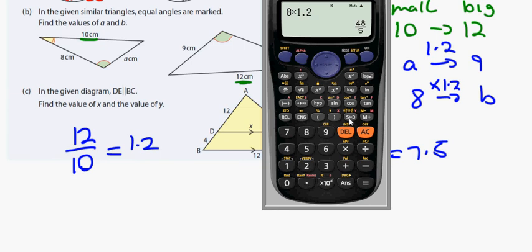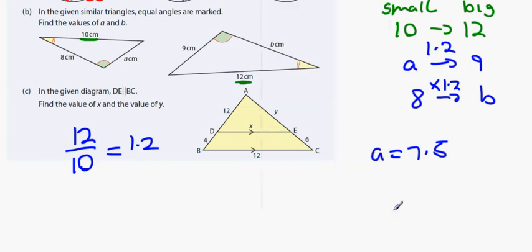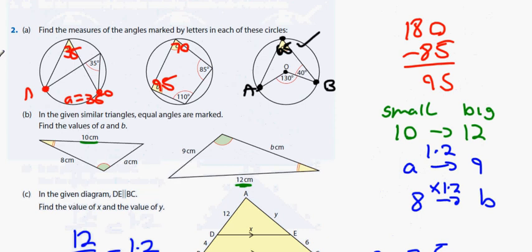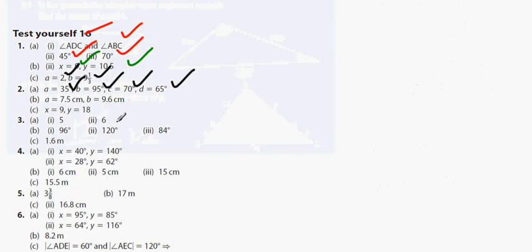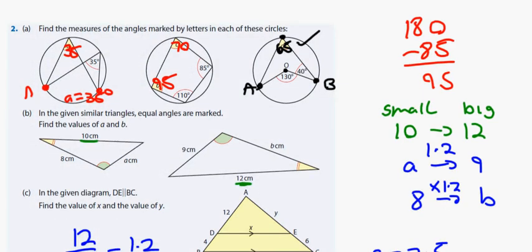And what we get there is going to be 9.6. B equals 9.6. Okay, so what's that question 2? Okay, so 7.5, 9.6, no bothers there, okay? Next question, which is part C.